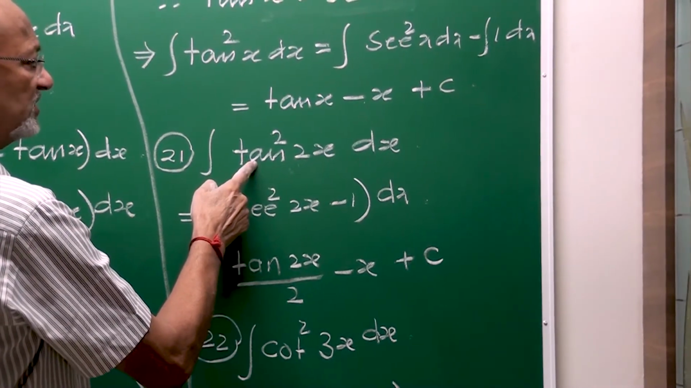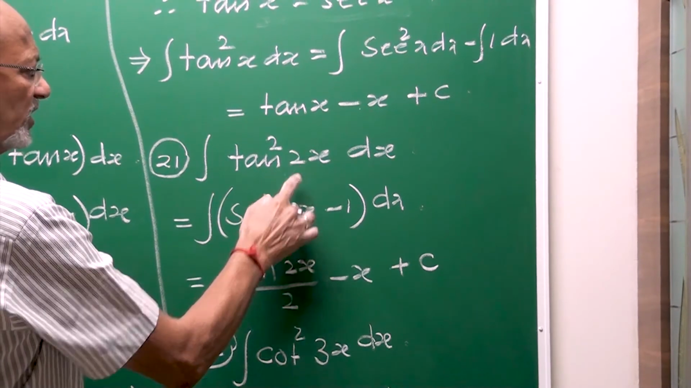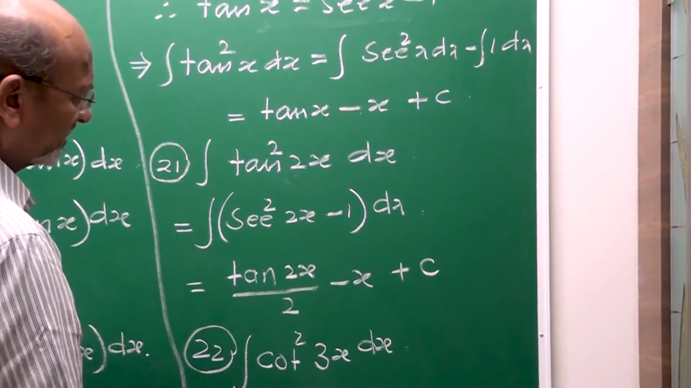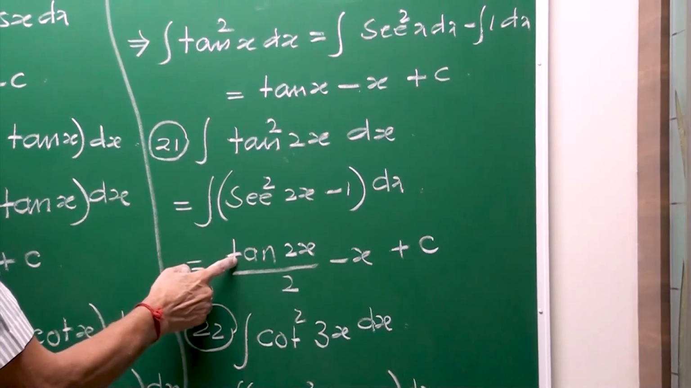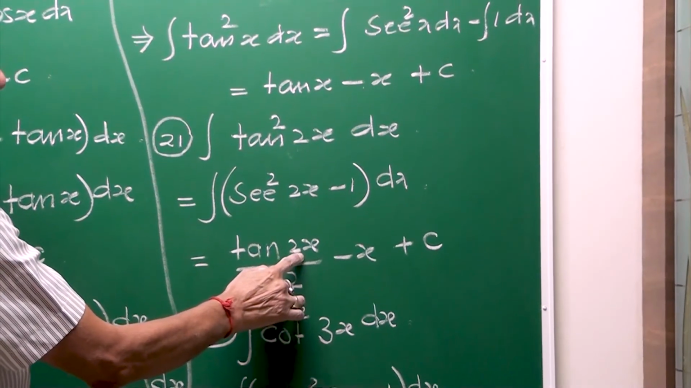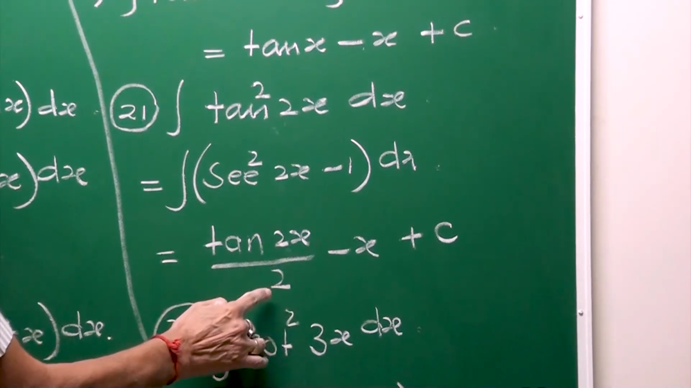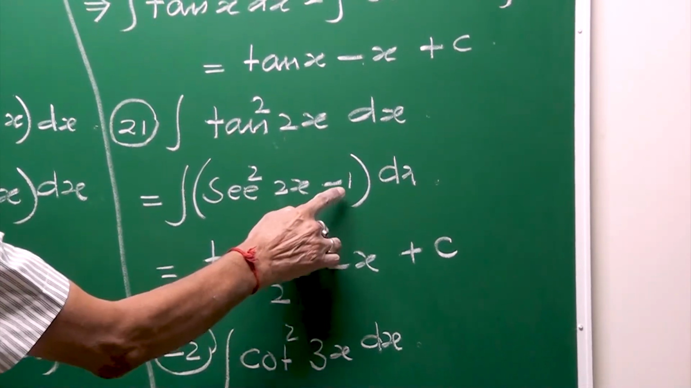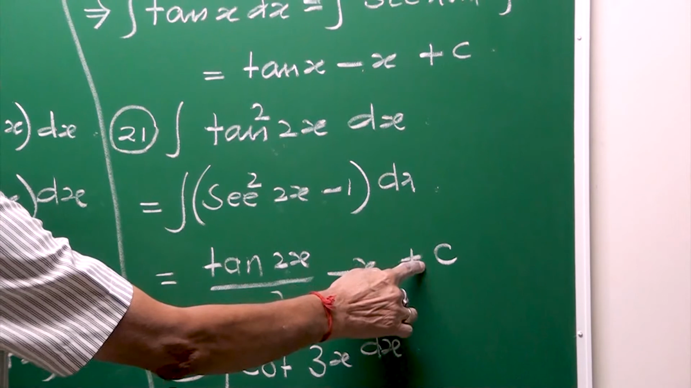So, you have tan square 2x, integral. Tan square can be shifted as what? Sec square 2x minus 1. Then the integral of sec square is tan 2x, the angle as it is you have to write. Look at the angle, is it x? No. Divide by the coefficient. Minus integral of 1 is x, plus c.